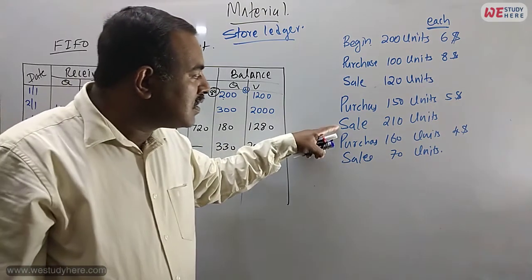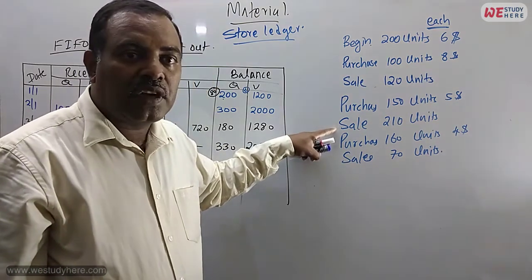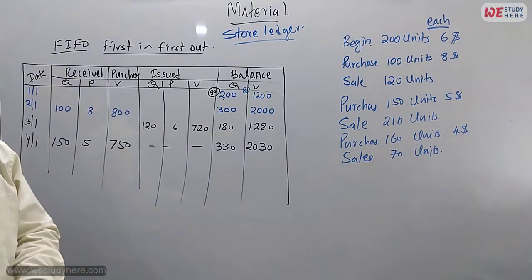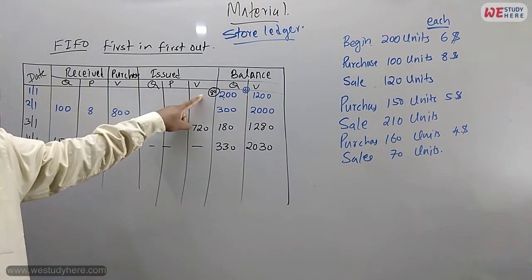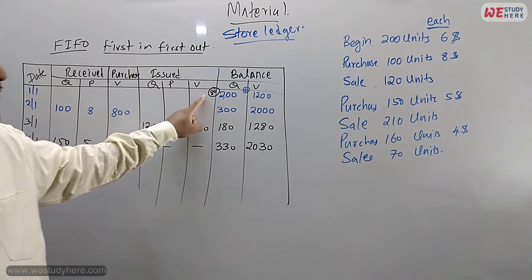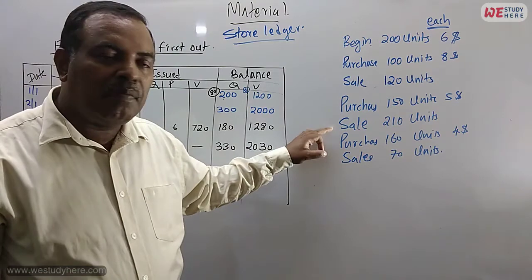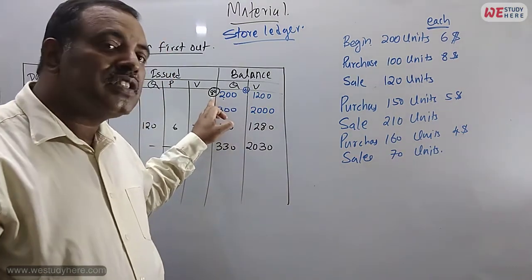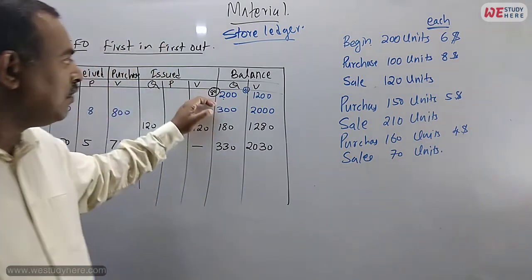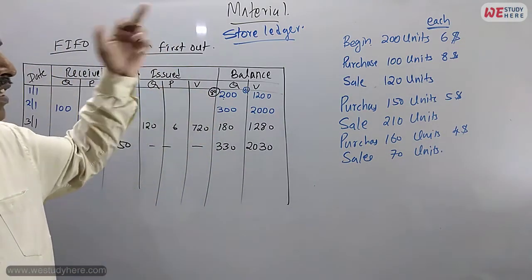Now we have to sell 210 units. Okay, which one are we going to issue? First in, first out basis. How much do we have here? 80, right? That means we have to issue 210, but now we have 80 here only. Can we issue this 80? Yeah, because we need 210, we have to issue 80. After finishing this one, how much remaining do we need?